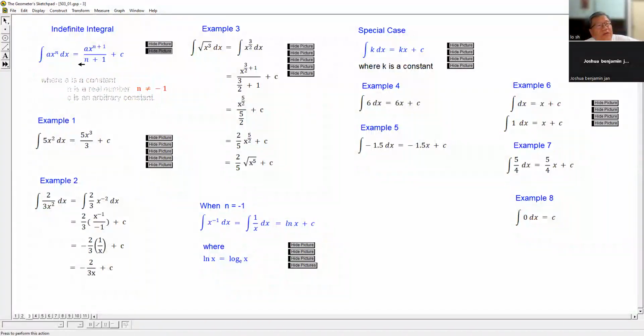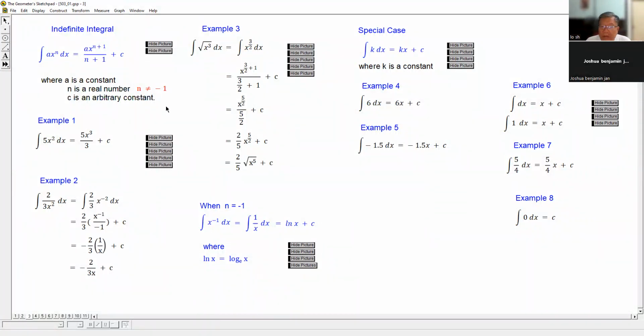this should be the formula for you to integrate. Let's say you want to integrate ax to the power n with respect to x, then the power of x you must increase by 1. Then you divide by the new power, then plus the arbitrary constant. So it will be something like this. If you want to integrate x, you have to increase the power by 1, then divide by the power.